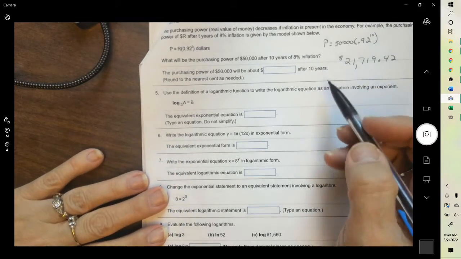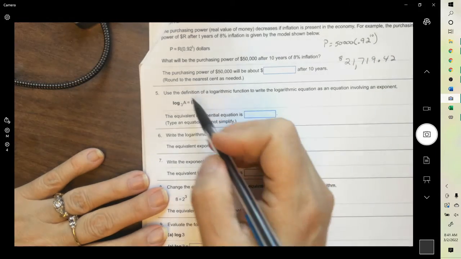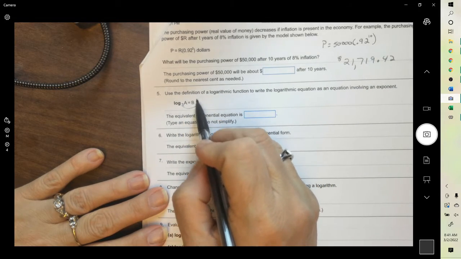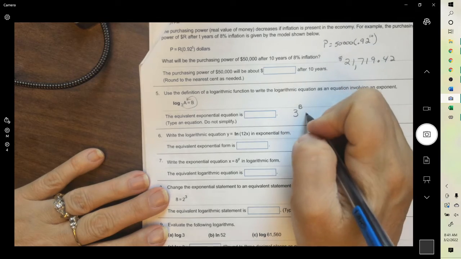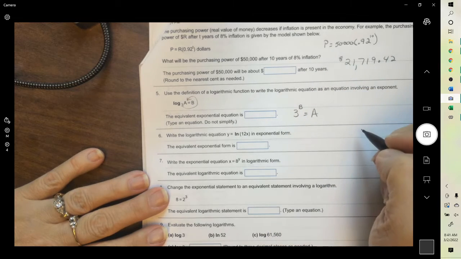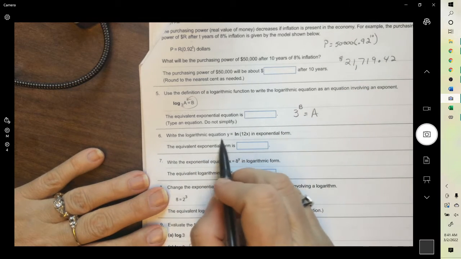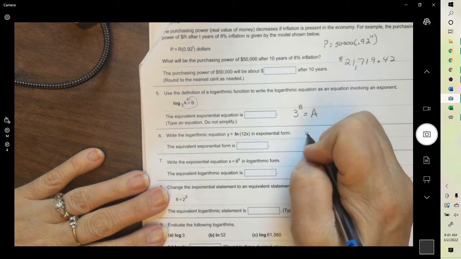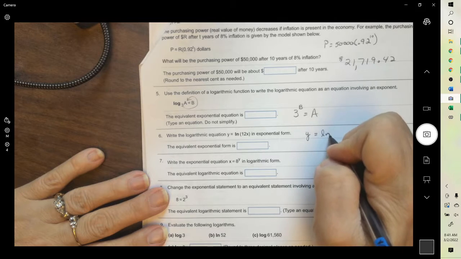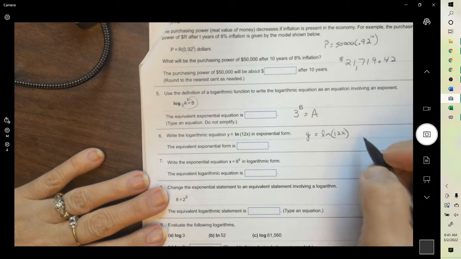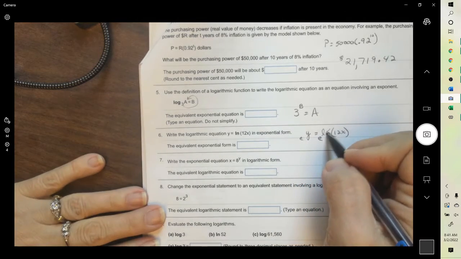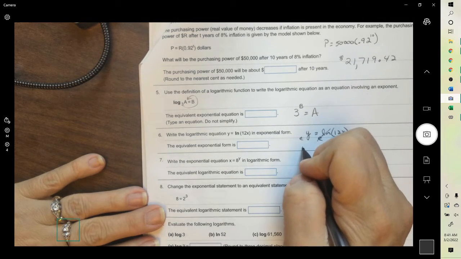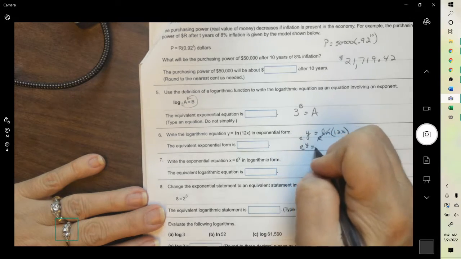Rewriting logarithms to an exponent, start with the base and loop around. So this would be 3 to the b equals a. Writing a logarithmic equation. Now when it's a natural log, natural log and e are inverses of each other. So if you take both to the e, this will cancel. So we have e to the y equals 12x.